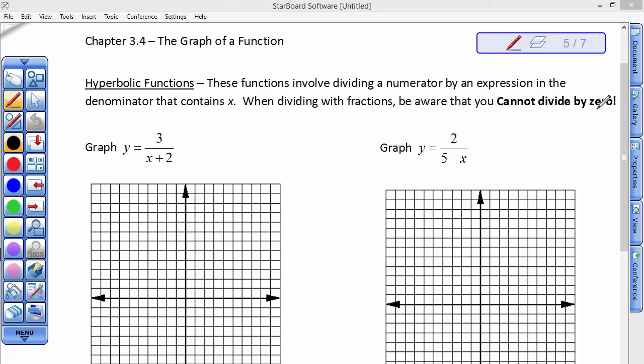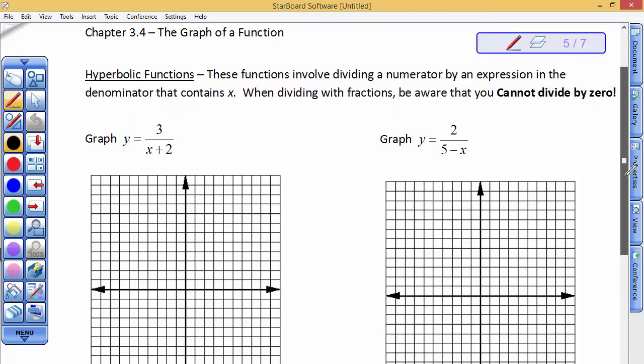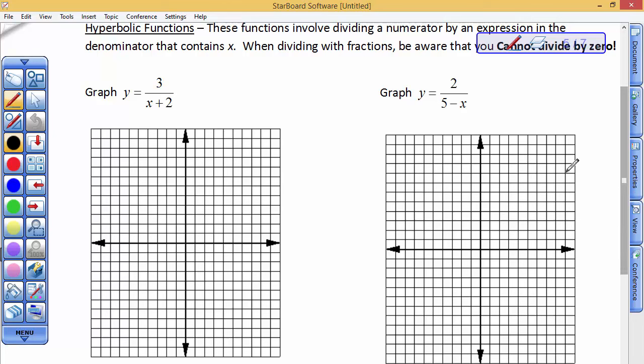So when graphing these functions, we are going to find a limitation. We're going to find a value for the domain that is not going to work. So look at this denominator. I cannot allow myself to take 3 and divide it by 0 because that's undefined. So we cannot divide by 0, and so what I have to do is determine what value for x would cause this denominator to be 0. And that would be the number that I cannot use for x.